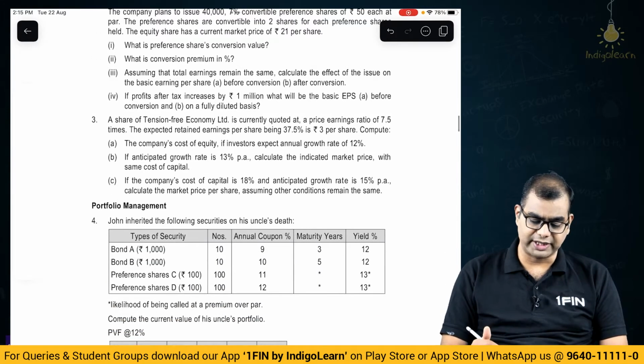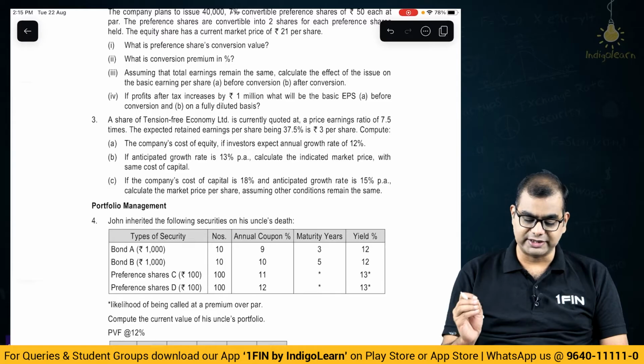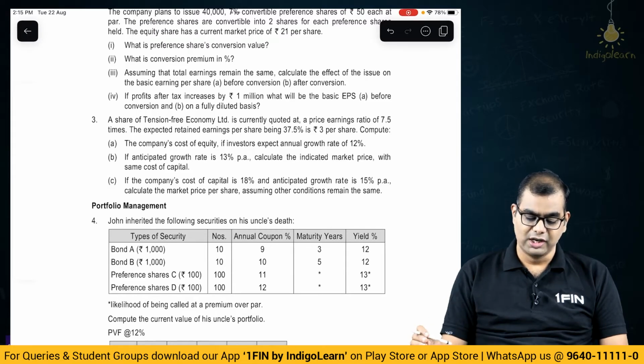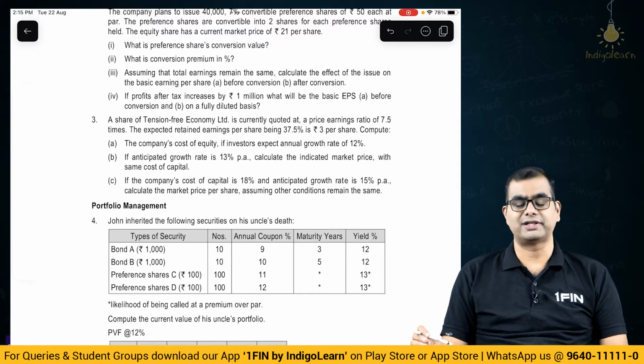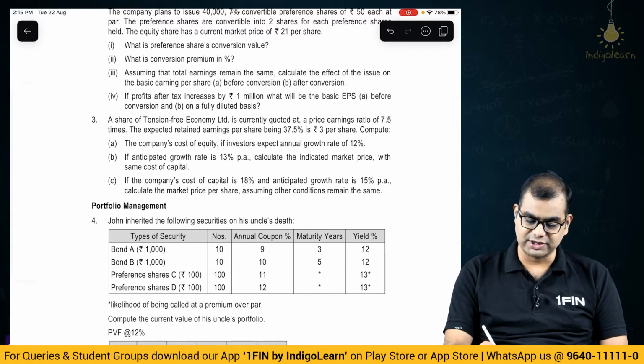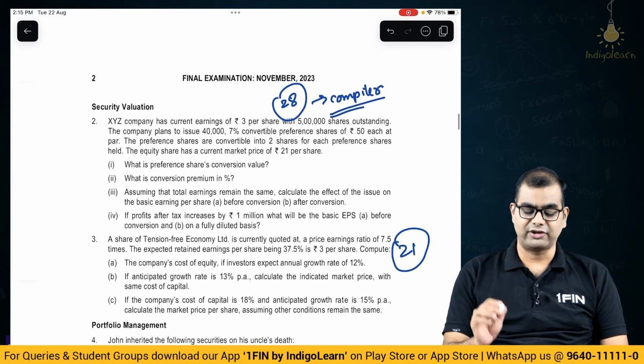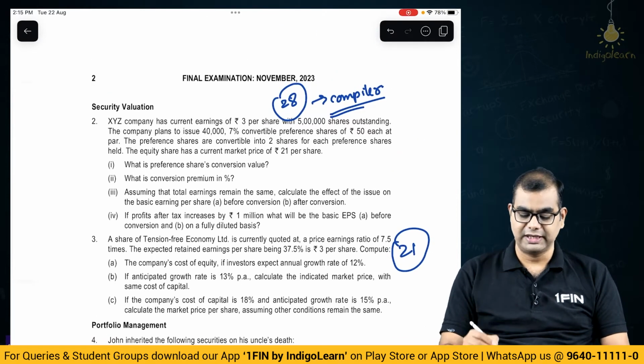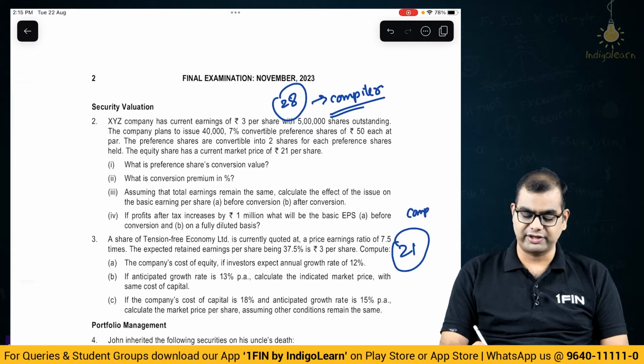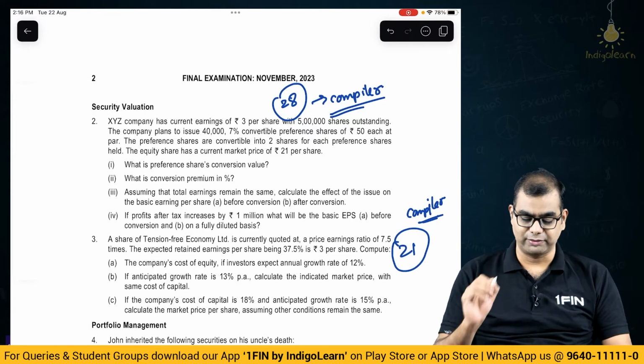Then coming to number 3. Tension-free economy is currently quoted at a PE ratio of 7.5 times, retained earnings is so and so, cost of equity is so and so, anticipated growth rate is so and so. If the company's cost of capital and anticipated growth rate is so and so, calculate the market price. This is also a super simple problem. This is question number 21 from security analysis, security valuation chapter. This is straight from the compiler. Please go and have a look at the compiler. Very useful piece of document.